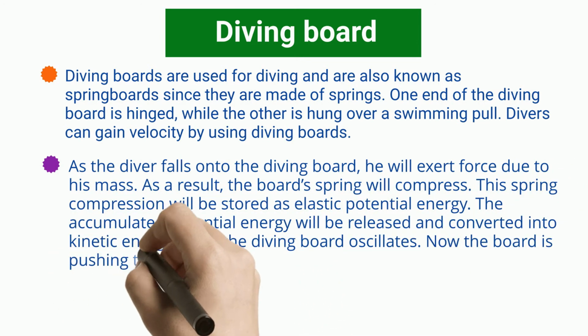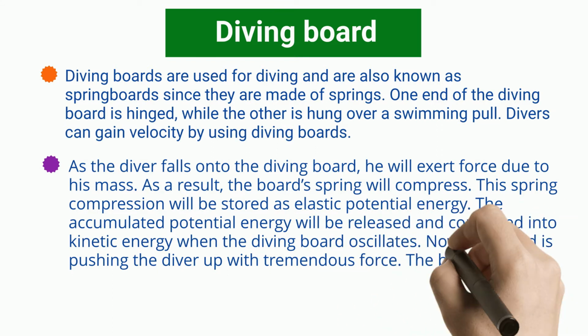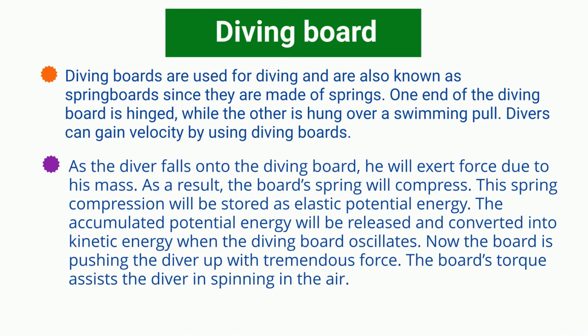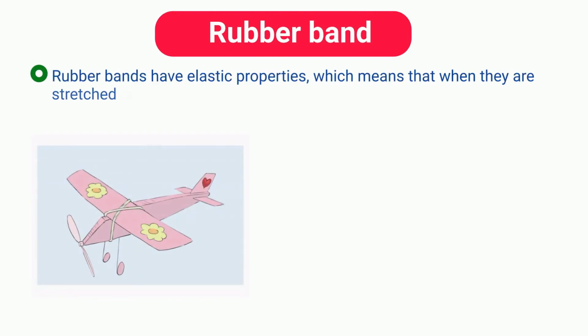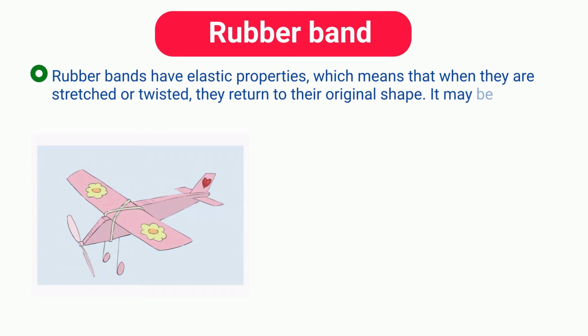This spring compression will be stored as elastic potential energy. The accumulated potential energy will be released and converted into kinetic energy when the diving board oscillates. Now the board is pushing the diver up with tremendous force. The board's torque assists the diver in spinning in the air.